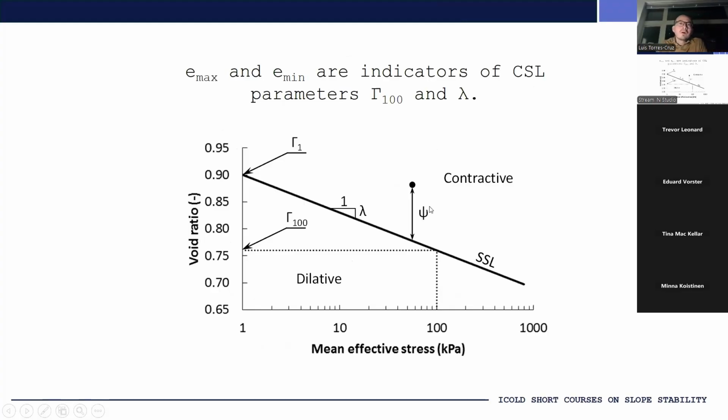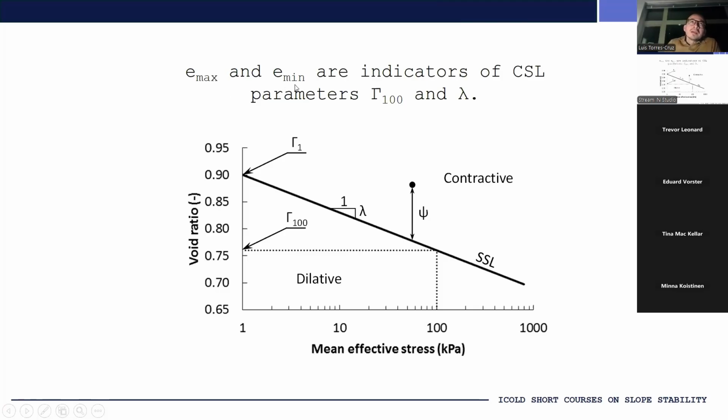Let me move on now to talk about the maximum and minimum void ratio and how they can be used as indicators of the critical state line parameters gamma 100 and lambda. So to start unpacking this, let's just start by reminding ourselves, what do we mean by Emin and Emax?